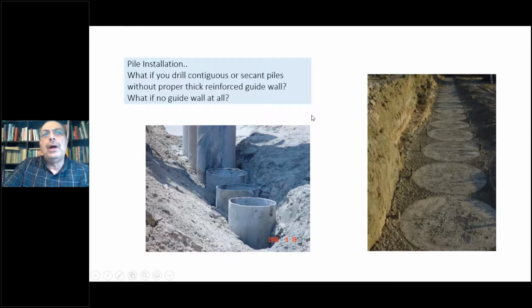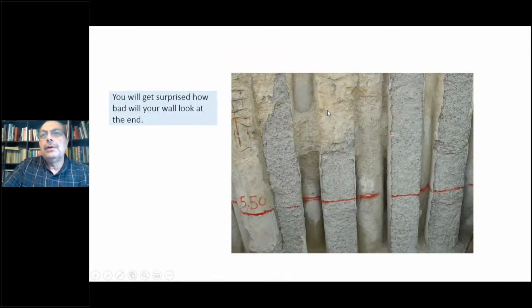Pile installation also has problems. If you don't guide your piles with a guide wall, you may face problems. So you need to build a guide wall like this one, reinforced with a light reinforcement, before you start drilling or inserting casings. If you insert casings just by coordinates without a guide wall, you will get something like this. This is the end you reach. This is the result of a shoring wall that has been constructed without a guide wall, or even a temporary guide wall, like a steel guide wall, just to guide the casings in the beginning. Then after that, you remove the guide wall.